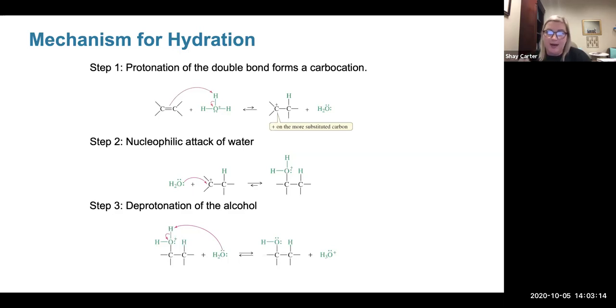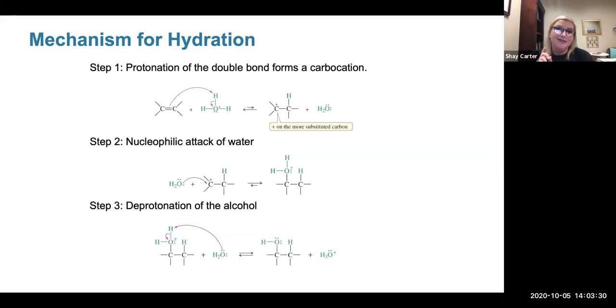And that's going to give us our neutral hydration product, our neutral electrophilic addition product. So we actually regenerate our acid here. That's why it's called acid catalyzed, okay?